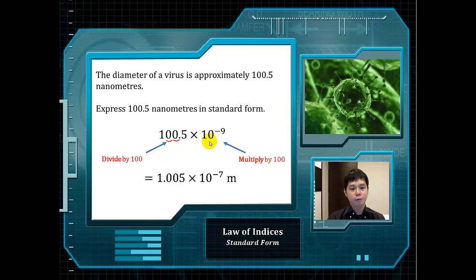Hence, we will have 1.005 times 10 to the power of negative 7 meters. Do remember, when we multiply 10 to the power of negative 9 by 100, the answer is 10 to the power of negative 7 and not 10 to the power of negative 11.